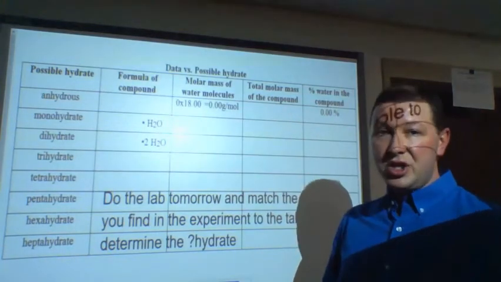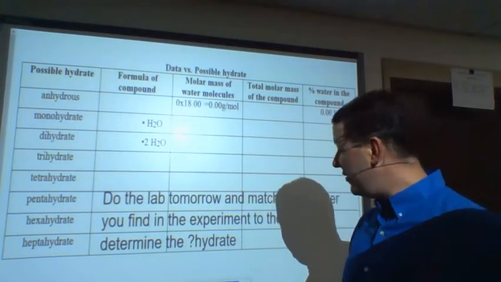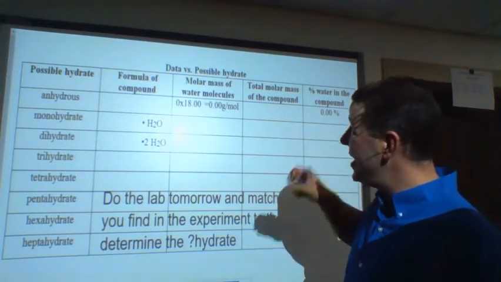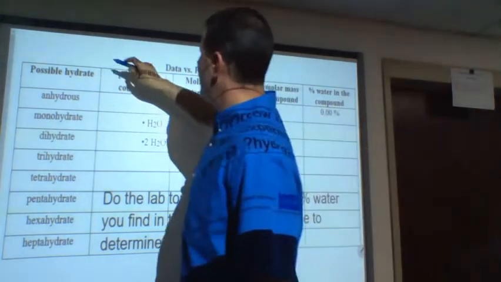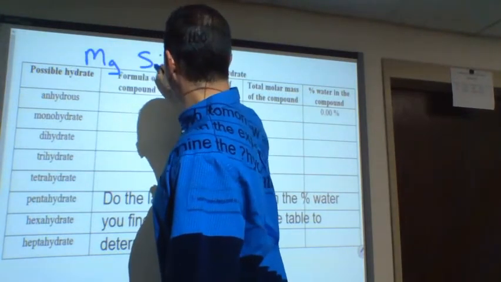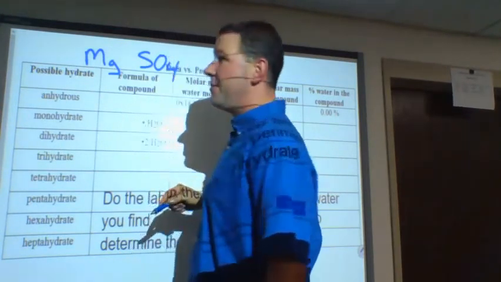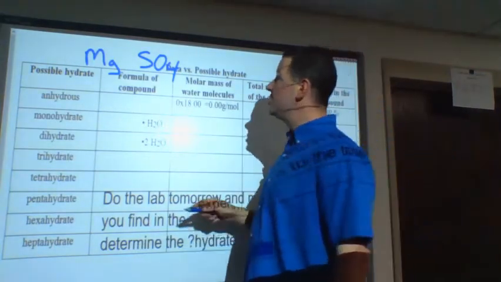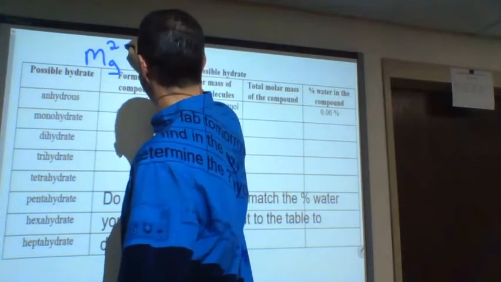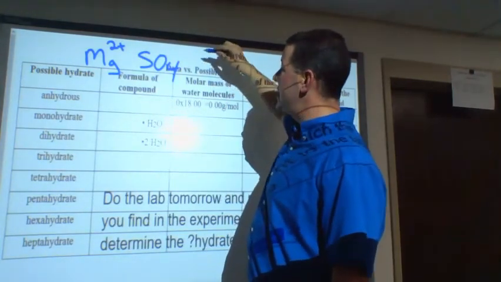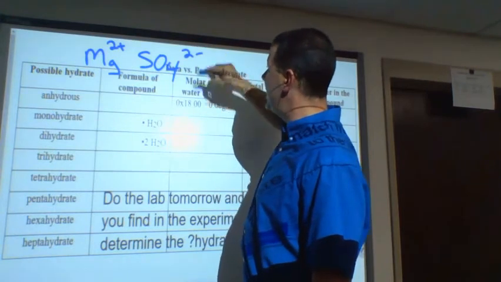So you got to fill out this chart for magnesium sulfate. So what is the formula for magnesium sulfate? So we got Mg and we got SO4. And magnesium, we need to figure out its charge, and its charge is a 2 positive. And sulfate, which is a polyatomic ion, so it's found on the backside of the periodic table, is a 2 negative.